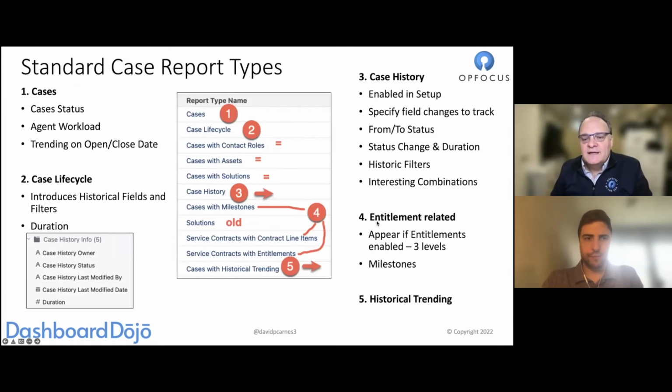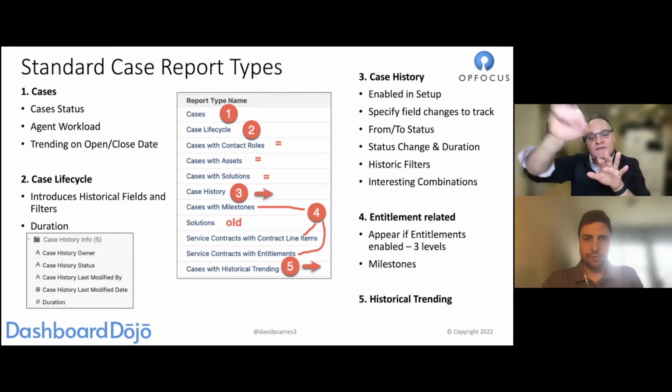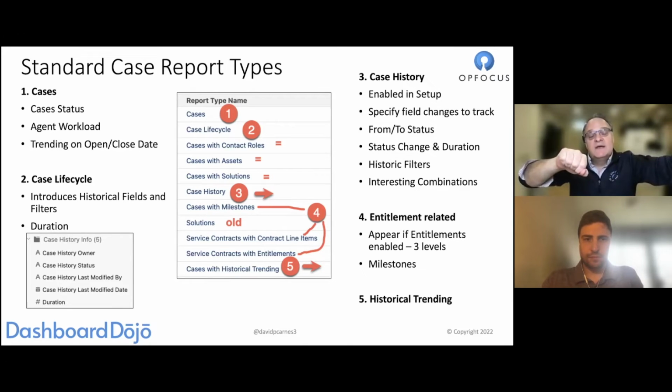Why don't we dive right into the standard case report types? There's the one called Cases, and I think I use this one by far the most. This is great. It's got case status. You can do agent workload. You can do trending on open and close date. There's just a bunch of analysis we can do with that very, very basic case report type. What's nice about that is it comes with a pre-built connector to the contact object and a pre-built connector to the account object, and those are not based on equijoins.